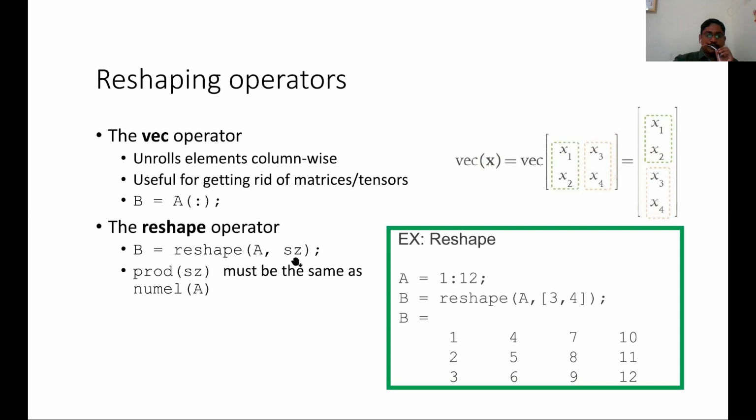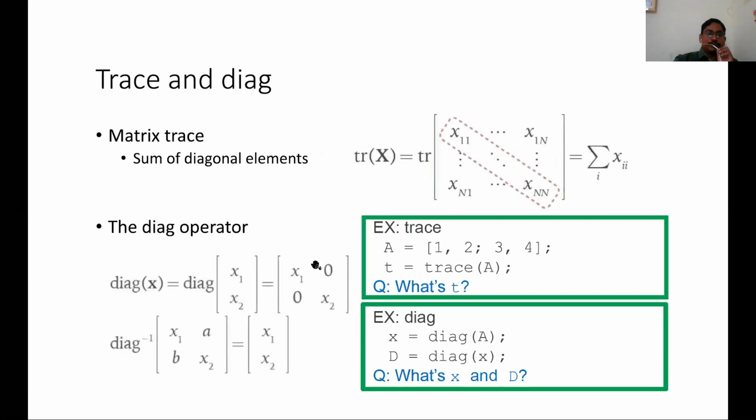The size must be the product of whatever size you are taking. This command is for product. The size is a vector, a 2-dimensional vector. Suppose you write size equal to m comma n. So this prod(size), that is mn, must be equal to the number of elements in A. This is an important thing. So these are all about reshaping.